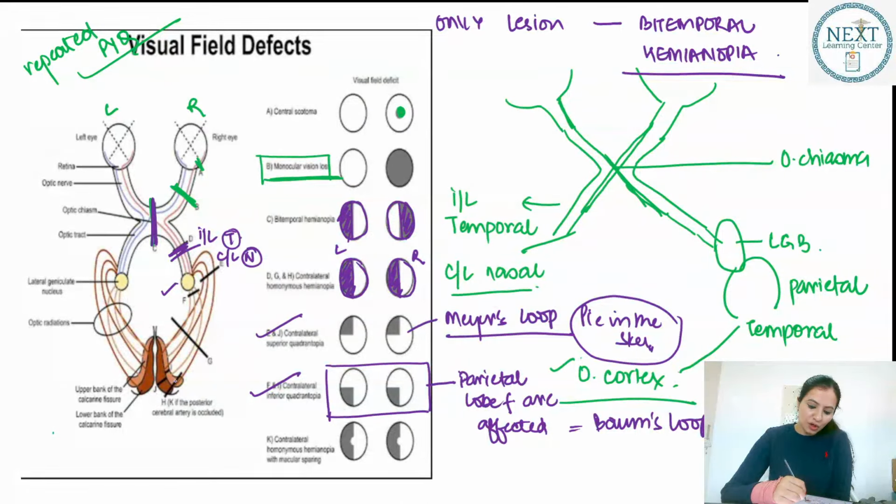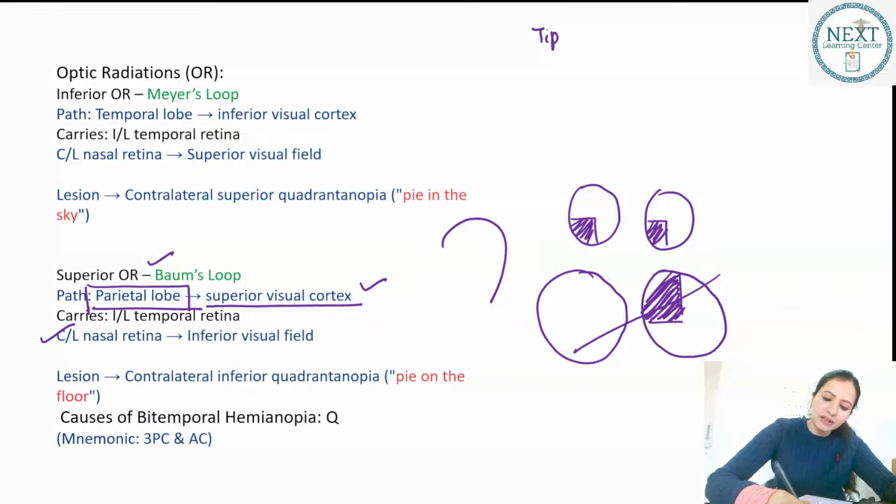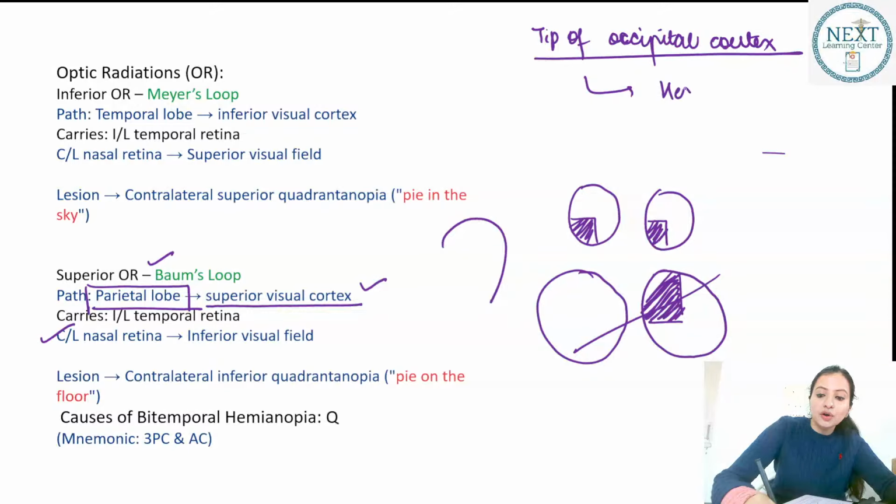Then suppose your visual cortex is damaged. Then you are going to get contralateral homonymous hemianopia again, but with macular sparing. Why macular sparing? Because the macula is represented at the tip of the occipital cortex, and generally in any arterial occlusion, the tip of the occipital cortex is spared. So what is the lesion that involves the tip of the occipital cortex? The tip of the occipital cortex is involved in head trauma.